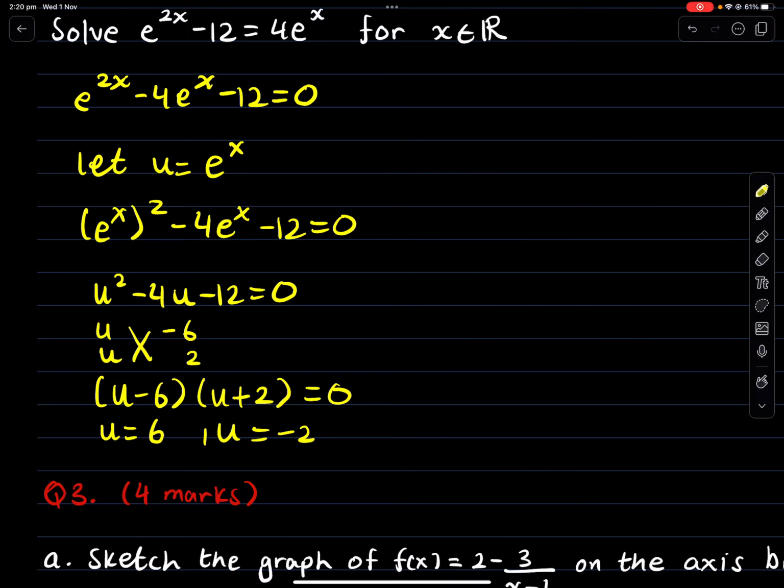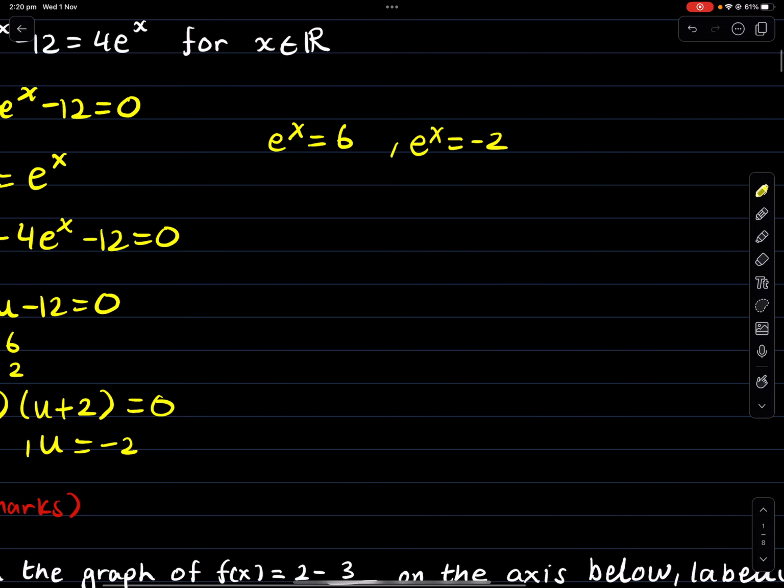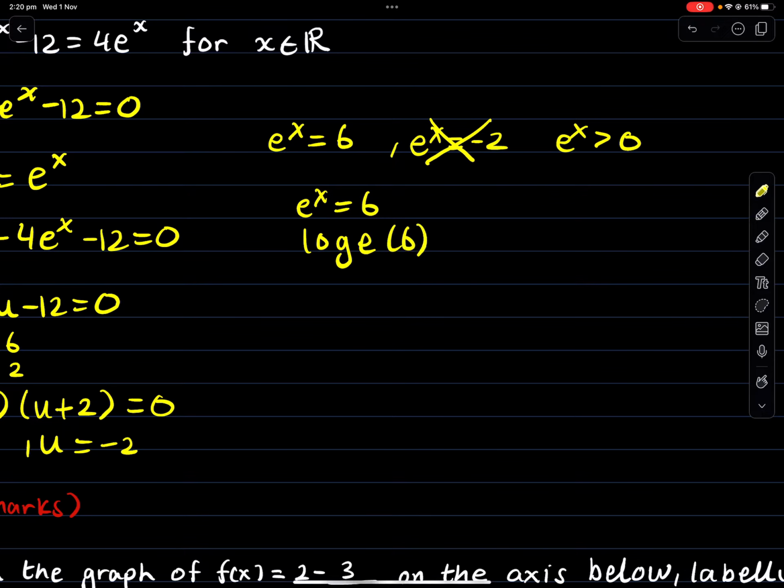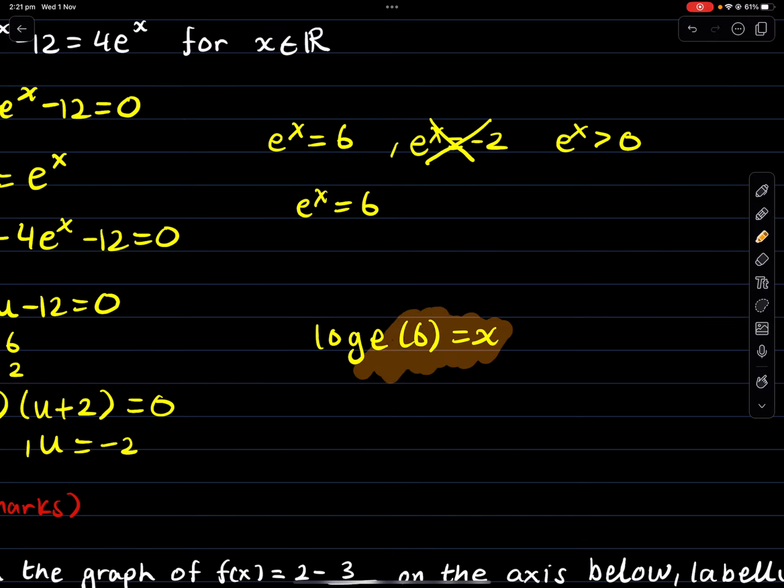Now, we know that u is e^x, so we're just going to say e^x is equal to 6, or e^x is equal to negative 2. Now, we have to reject e^x equals negative 2, because we know that e^x is greater than 0. It cannot be a negative number. So e^x equals 6, so log base e of 6 is equal to our x value. So yeah, this is your solution for this. I'm just going to highlight it right over here.